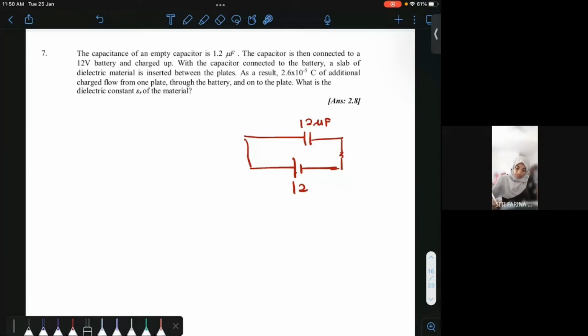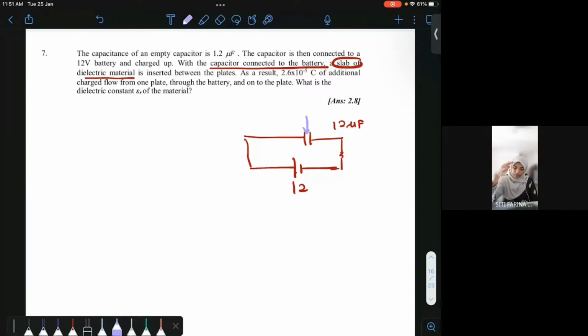With the capacitor connected to the battery, okay, dia cakap masih connected to the battery, a slab of dielectric material is inserted. Maksudnya kamu akan insert dielectric kamu dekat sini. You're going to insert dekat tengah-tengah sini. Okay, while it is still connected to the power supply.